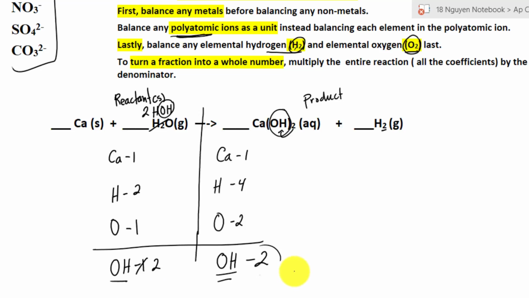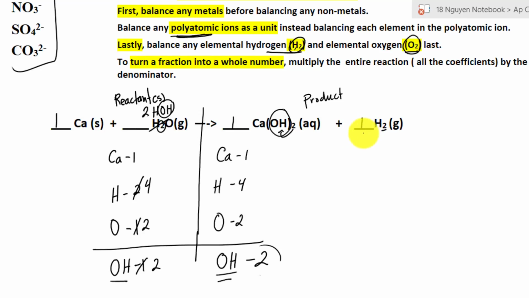So now, how is that going to affect our list of elements? In this case, if we put a 2 there, now we're not going to have 2 hydrogen anymore, but we're going to have 2 times 2, that gives us a total of 4 hydrogen. What about the oxygen? Of course, we're now going to have 2 oxygen as well, and that's it. Now do you see the benefit of balancing polyatomic ions as a unit instead of each individual element? And of course, the ones that don't have a coefficient change will all be 1. So our answer is 1, 2, 1, 1.